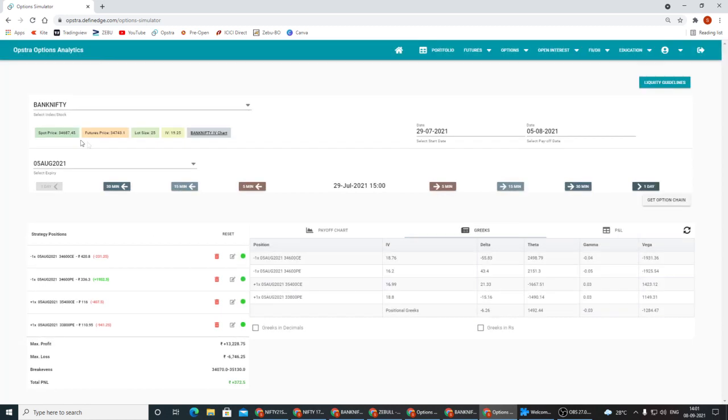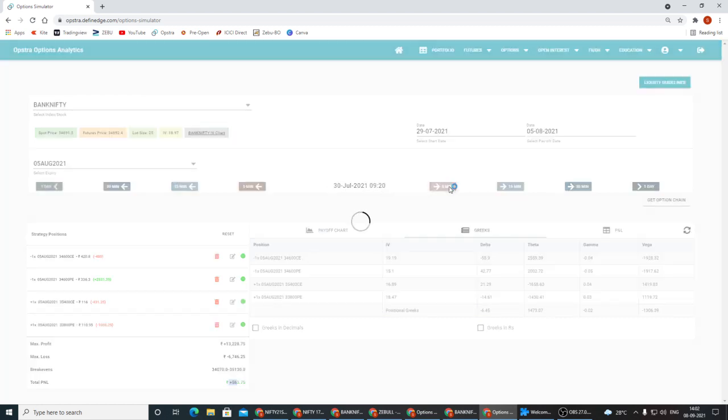Again the market is coming down. So we came to the end of the day. Profit is 500 rupees and the Bank Nifty price is 34,690. That means a 100 point movement happened. We'll go to 30th July.